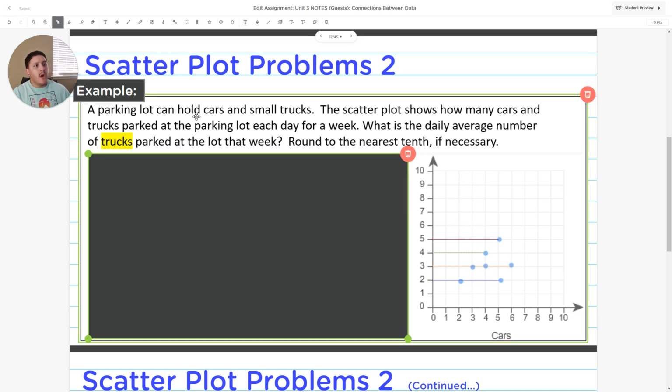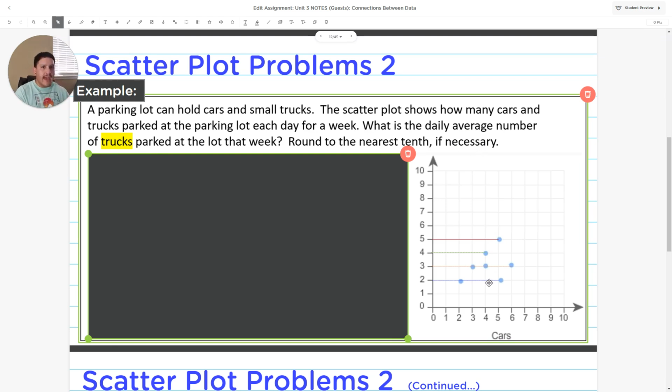A parking lot can hold cars and small trucks. The scatter plot shows how many cars and trucks parked at the parking lot each day for a week. What is the daily average number of trucks parked at the lot that week? Round to the nearest tenth.